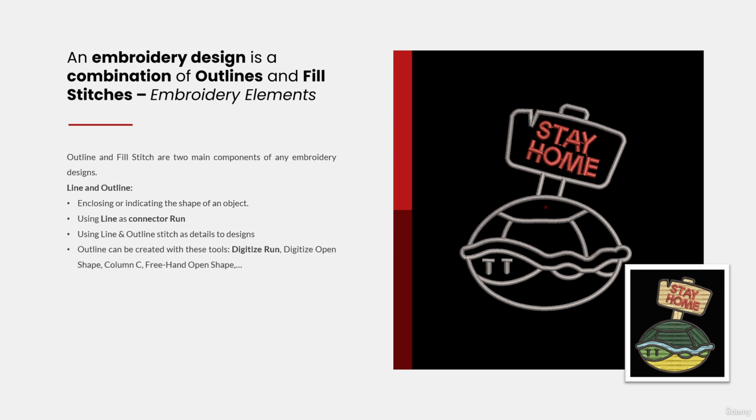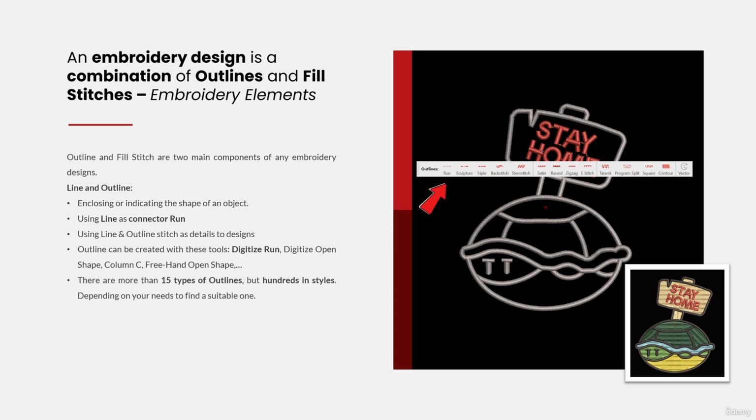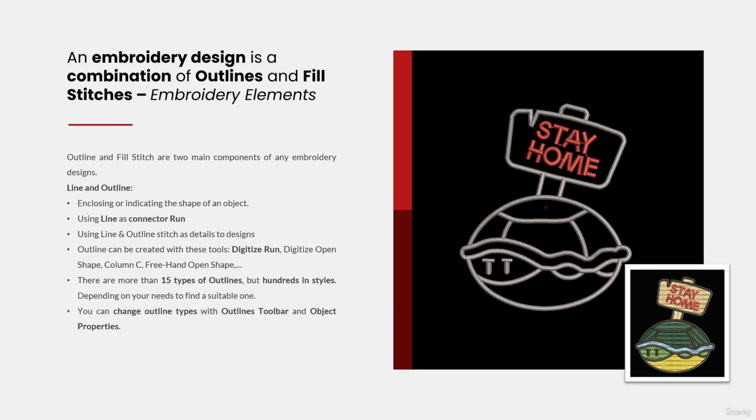You can create outline with the tools Digitize Open Shape, Column C, and Freehand Open Shape. There are more than 15 types of outline in general, but 100 in style. Depending on your need, to find a suitable one, you can change the outline type with the outline toolbar and object properties.